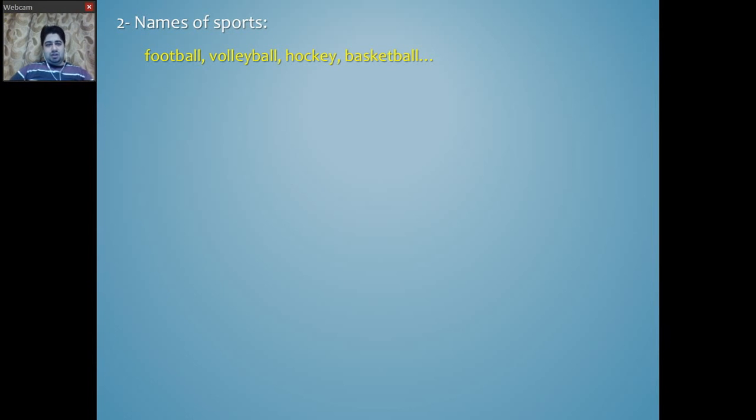Two, with names of sports. Okay, unlike Arabic, for Arabic speakers, we tend to use definite articles, the equivalent of the, with the names of sports. But in English the case is different. Try to compare the two languages to make it clear for you. Football, for example, we don't say the football. Like the literal Arabic translation, we don't say something like this. We say volleyball only, hockey or basketball, and the list goes on.